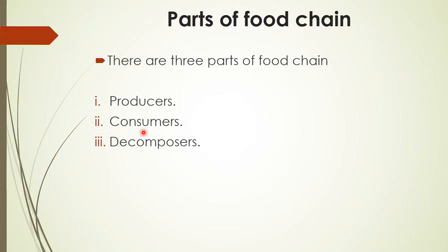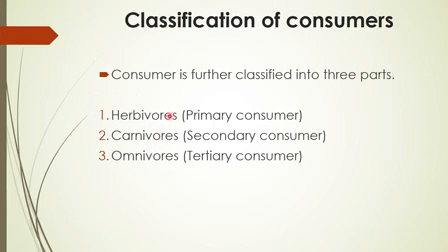Consumers are the ones which cannot make their own food, but depend on other living things. We can take the example of a lion. The lion gets its food by hunting its prey. So basically the lion is not making its own food, it is depending on another living thing. So that is called a consumer. And the decomposers are the ones which, when an animal or plant dies, decompose in the soil and provide the nutrients to the producer again.